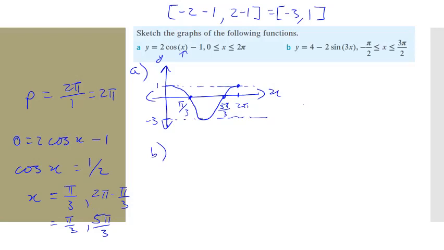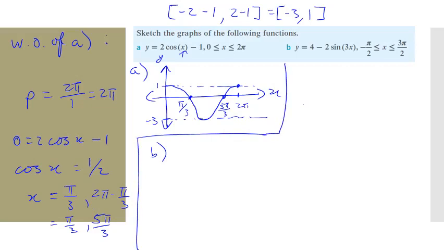Okay. So this is working out of A. Sorry, this is going to look a little bit messy. Okay. Now we have a slightly more complicated one. You have 4 minus 2 sine of 3x.